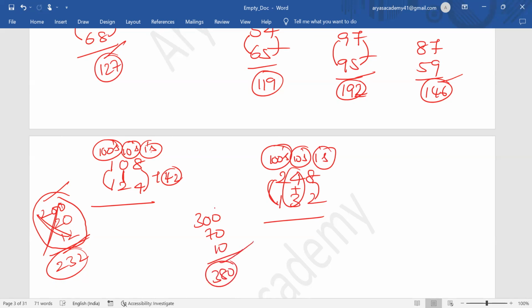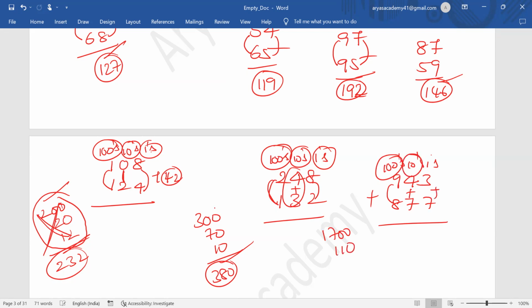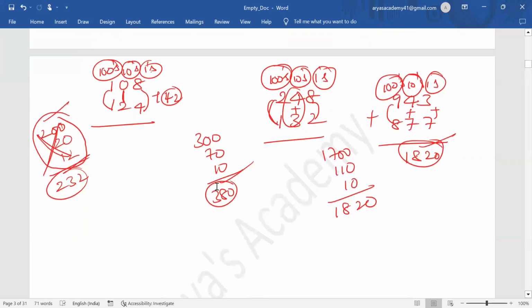So let me take a bit higher value. 943 plus 877. Sorry, plus, we are going to add it. As you already know, this is 100, this is tens, and this is 1. So 9 plus 8, 17. So 17 with position 100, it becomes 1700. 4 plus 7, 11. 11 multiplied by 10, that is its position, it becomes 110. 3 plus 7, 10 multiplied by its position 1, 10 ones are 10. So it becomes 1820. So your answer is 1820.